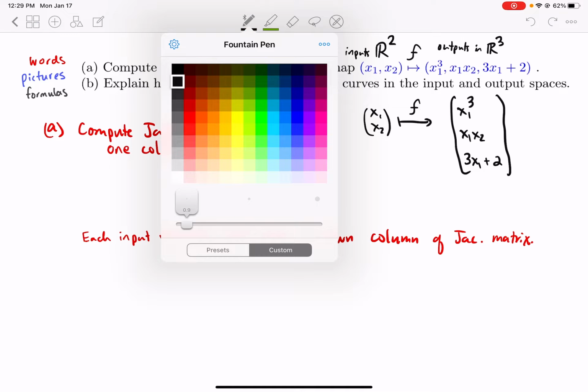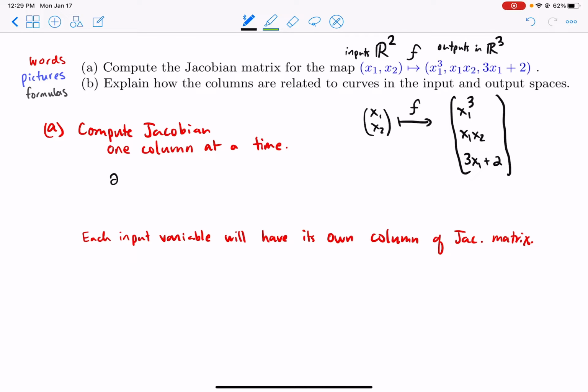Okay, so the partial derivative with respect to the first input variable will be, well, I take the partial here, that'll be 3x1 squared. And then I take the partial with respect to x1. Partial with respect to x1 will give just the constant, x2. Remember, this is like, well, anyway, let me just write the answer here. It'll be a column with three entries: 3x1 squared, x2, and 3.